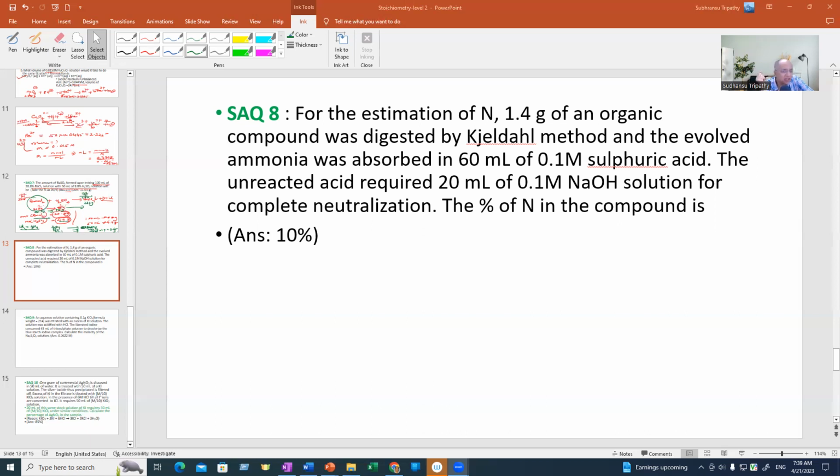Now, one thing I didn't tell you deliberately in this program is the equivalent concept. The normality is another mode of expressing the concentration, and that is called the equivalent concept. Why I didn't tell you? Because in earlier times, the equivalent concept was very popular. But when many complicated, multi-step reactions were used, the equivalent concept became gradually redundant. In the US, in schools or in colleges, nowhere is the equivalent concept taught now, because the mole concept is more powerful.